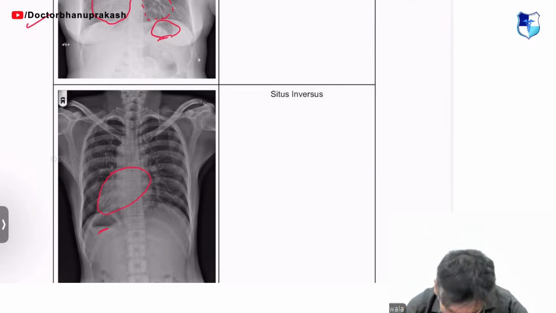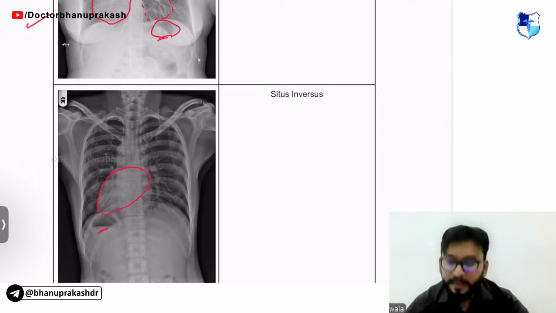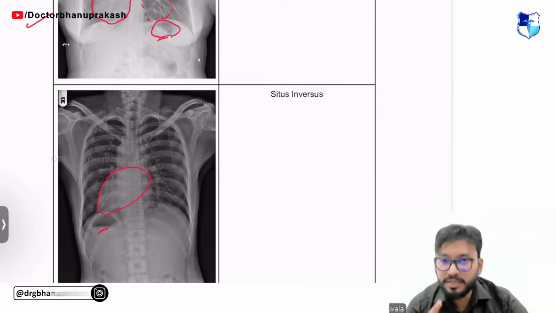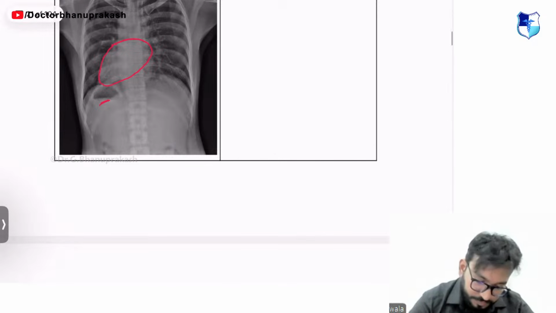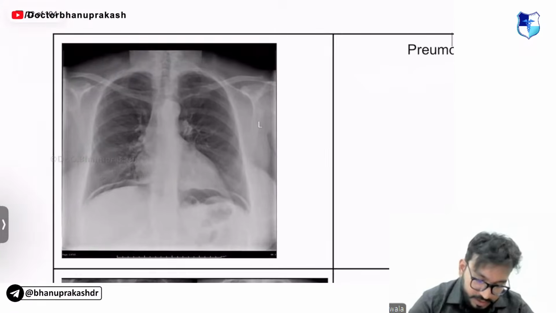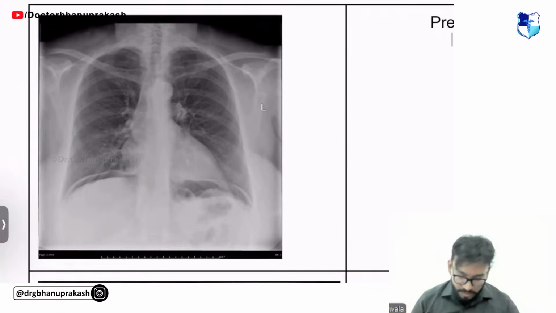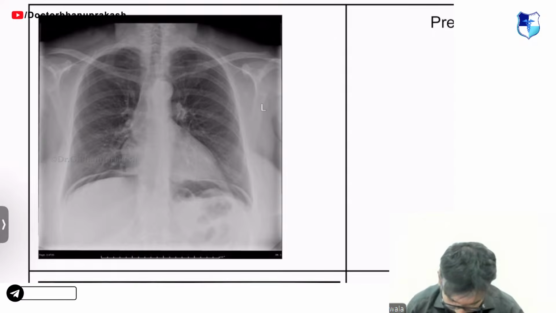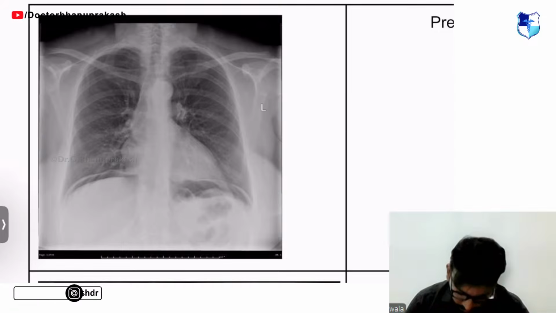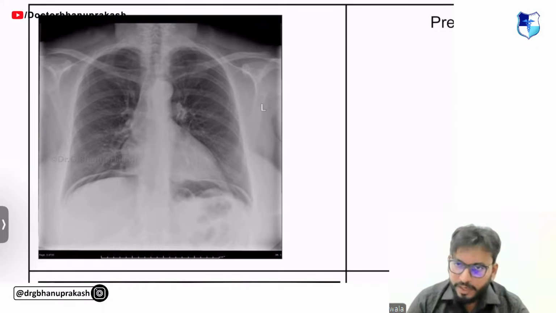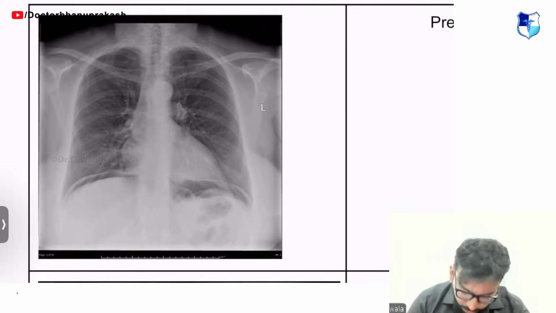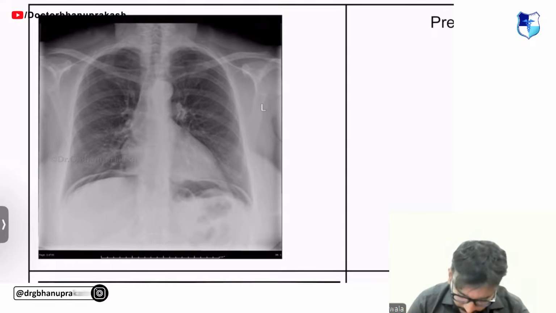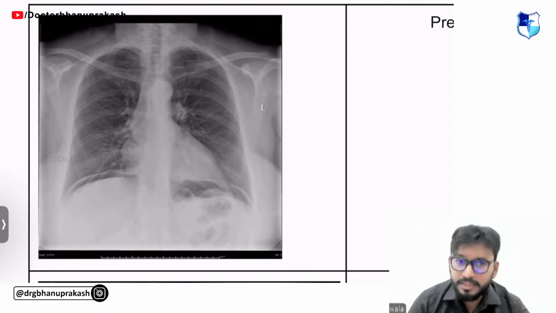And an important point here is Kartagener syndrome. Anyone who can tell me the triad of Kartagener syndrome? Come on. There is a triad. Yes, immotile cilia syndrome, you're right. The Kartagener syndrome triad is situs inversus, bronchiectasis, and the third aspect of the triad is, come on, guys.